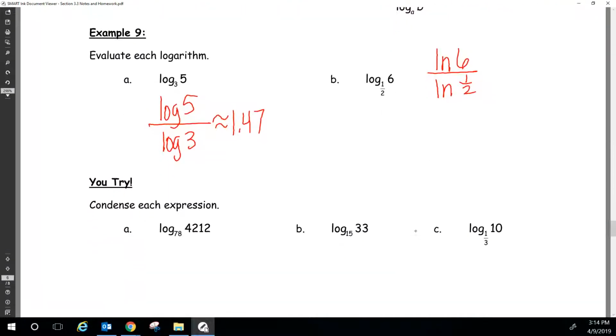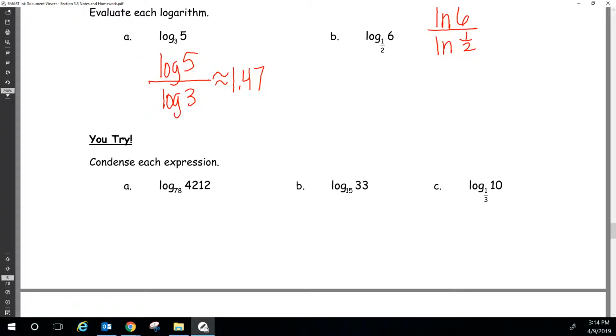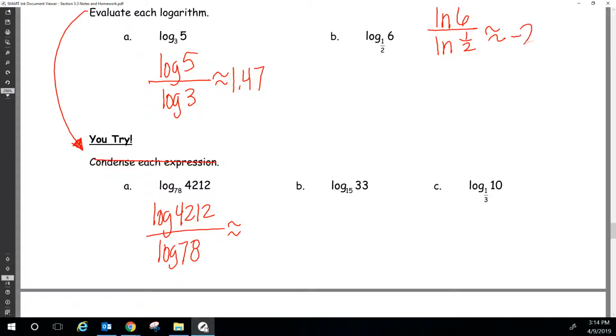And you can choose any base logs that you want to. This is supposed to say evaluate each expression. I've copied and pasted incorrectly here. So I'm just going to do common logs. Common log 4212 over log 78. I guess it'd be helpful if I told you what that value was. This is negative 2.58. This guy here is 1.916.